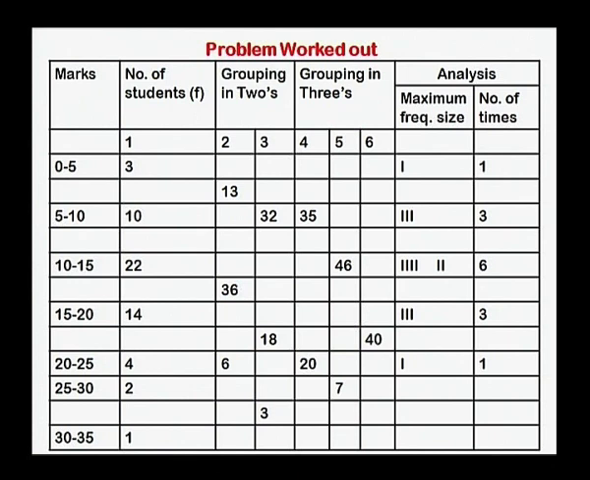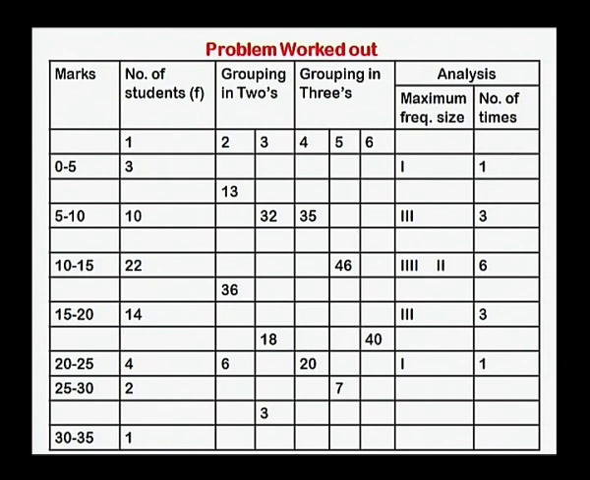Since in this question we are required to prepare the grouping table, in the first column we have exhibited the marks obtained by the students: 0 to 5, 5 to 10, 10 to 15, 15 to 20, 20 to 25, 25 to 30, 30 to 35. And in the second column, we have shown the number of students who have obtained the marks. Three students have obtained marks ranging from 0 to less than 5, and 10 students have obtained marks ranging from 5 but less than 10. In this way, we have exhibited the number of students who have obtained the marks. Now, we have to do the grouping of the frequencies.